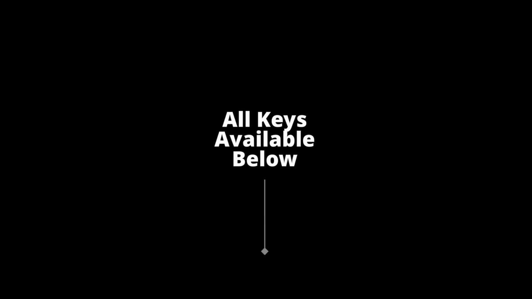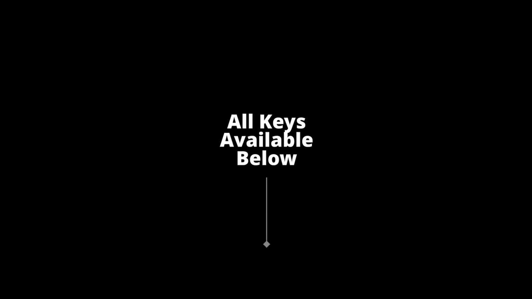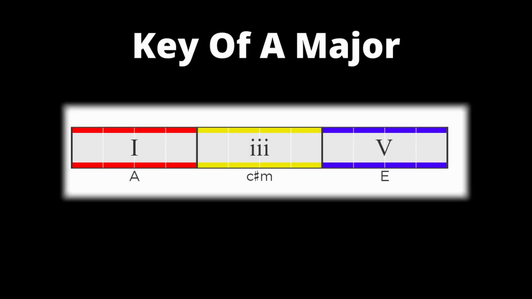We will now run through the 1-3-5 chord progression in every key. We will use sharp rather than flat in this video. If you'd like to skip to a particular key, please use the timestamps in the description or sections on the timeline. Let's start with A major. A, C sharp minor, and E.